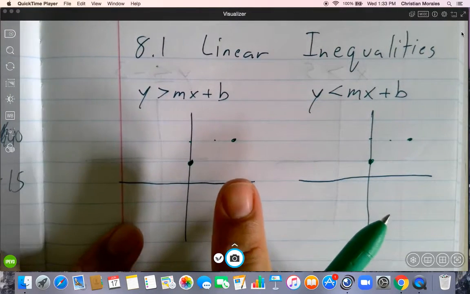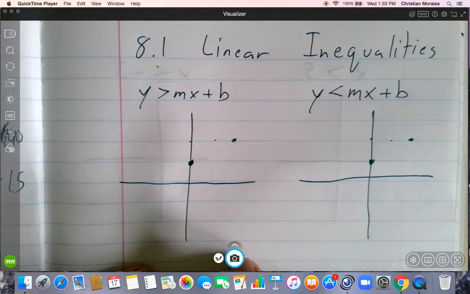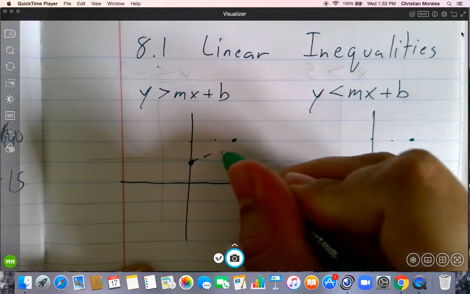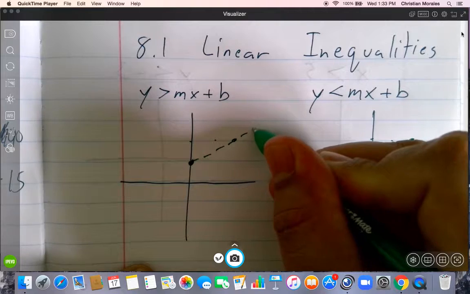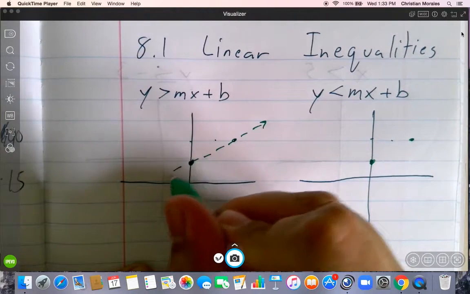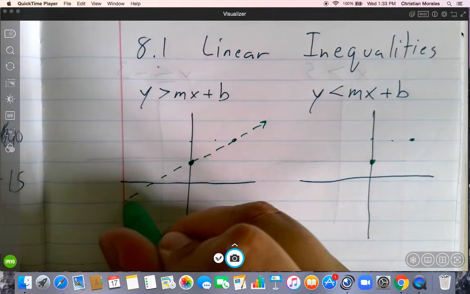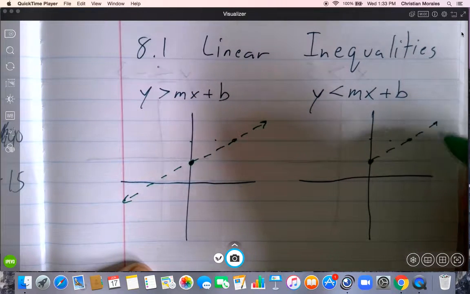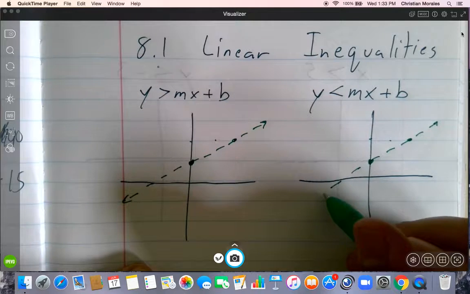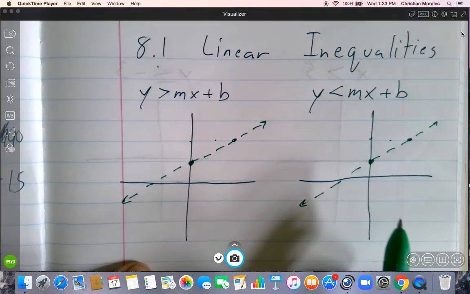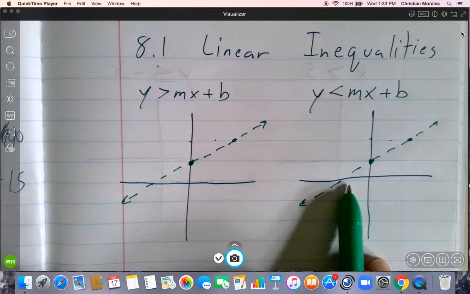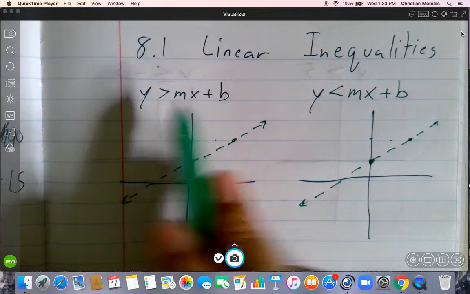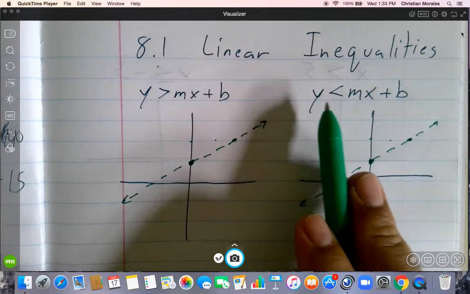The first thing that's going to be different is you're not going to draw a line. You're going to draw a dashed line, or a broken line, or a dotted line. As long as you show that it's not a complete line, that it's missing something. Now the reason that this is a dashed line is because your answer isn't actually on the line. No, your answer has to be greater than the line, or your answer has to be less than the line.